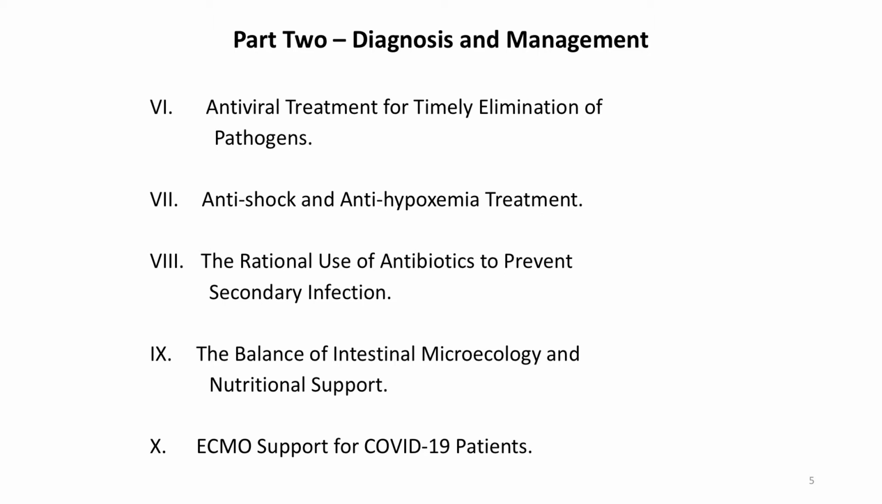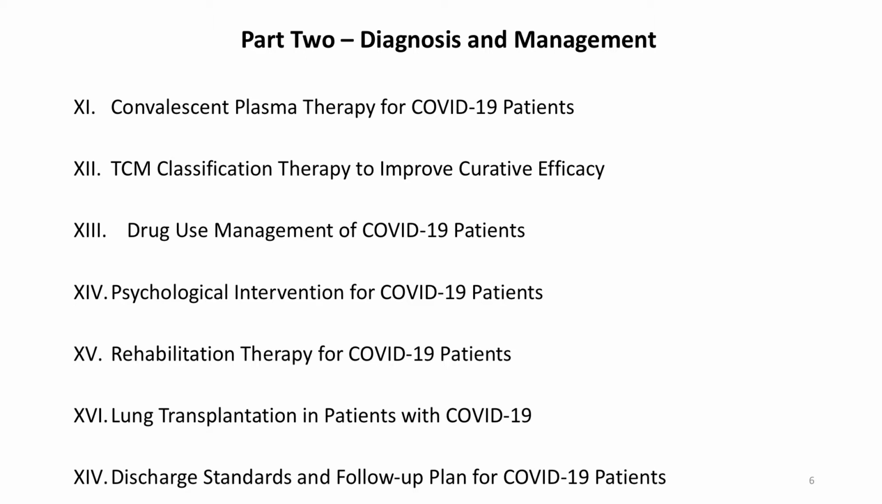6, antiviral treatment for timely elimination of pathogens. 7, anti-shock and anti-hypoxemic treatment. 8, rational use of antibiotics to prevent secondary infections. 9, the balance of intestinal microecology and nutritional support. 10, ECMO support for COVID-19 patients. 11, convalescent plasma therapy for COVID-19 patients. 12, TCM classification therapy to improve curative efficacy.